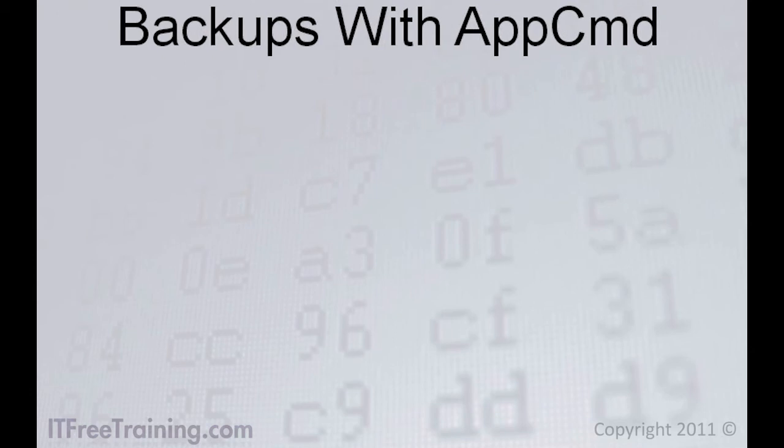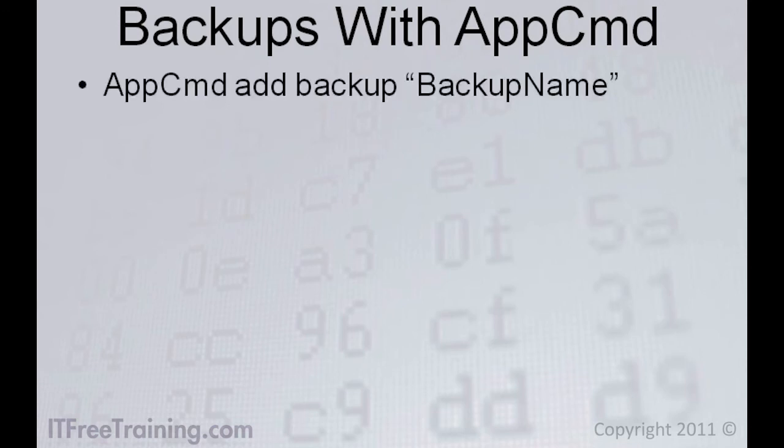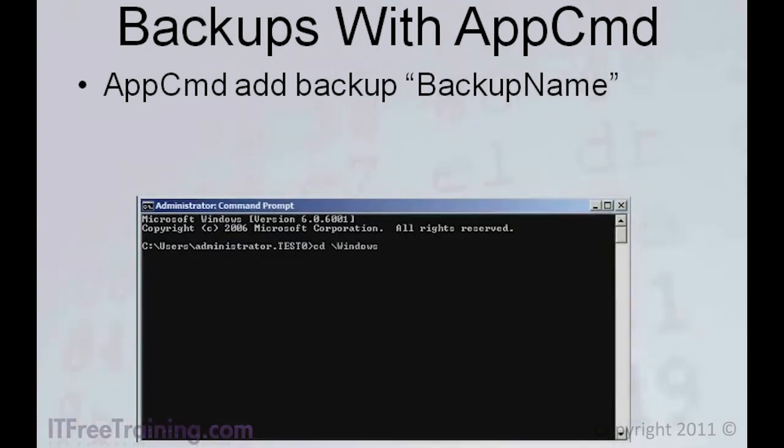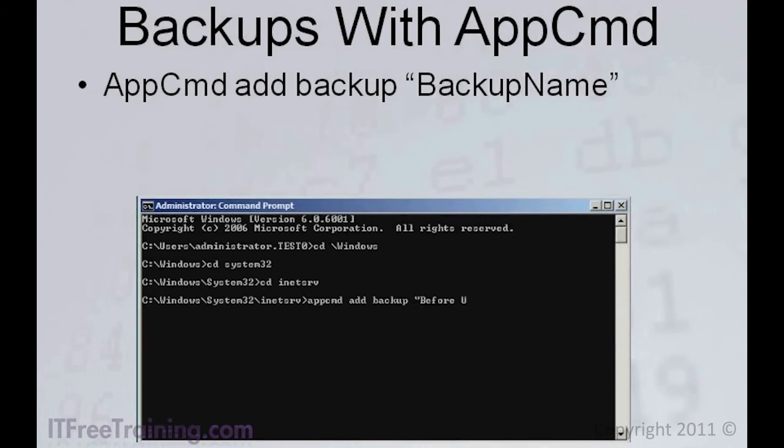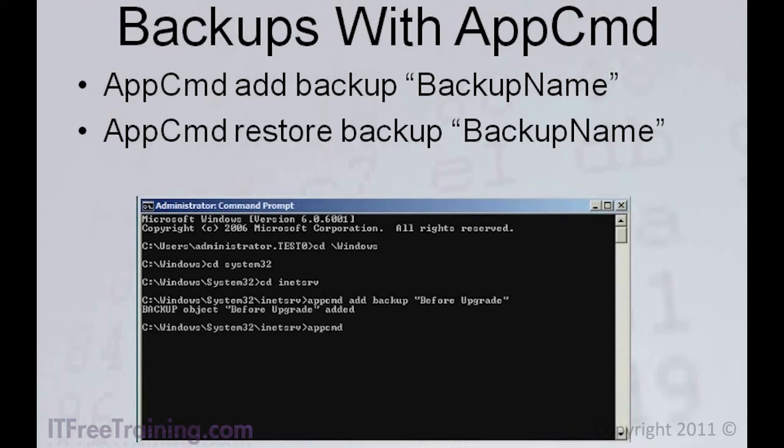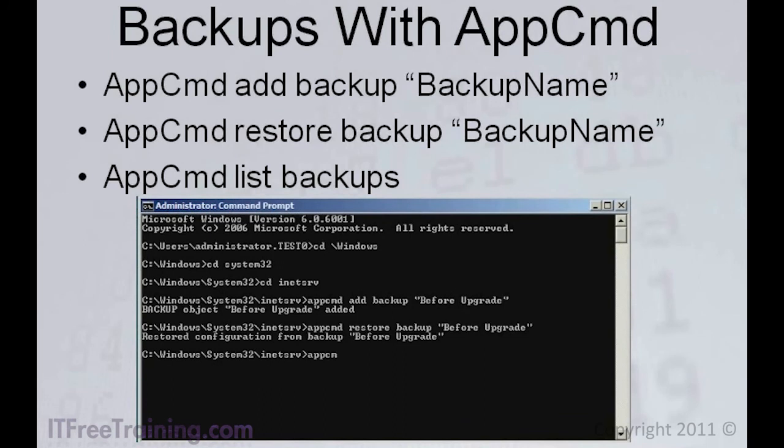IIS also has its own backup system, which can save the configuration files on the local server and then restore them later on. This is done using the appcmd command. To add a new backup, run the command appcmd add backup followed by the name of the backup. The current config files will be copied to the system32 inetsrv backup folder under your Windows directory. It is a good idea to include this folder in your regular backup. To restore the IIS config, run appcmd restore backup followed by the name of the backup you want to restore. Lastly, you can view the current backups by running the command appcmd list backups.